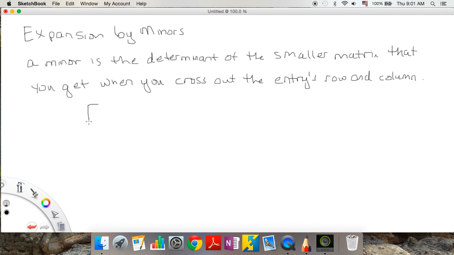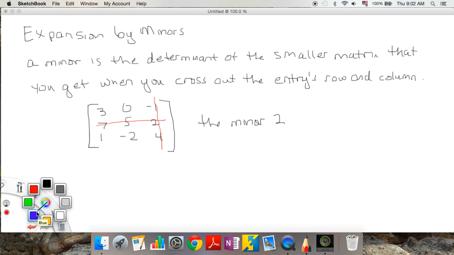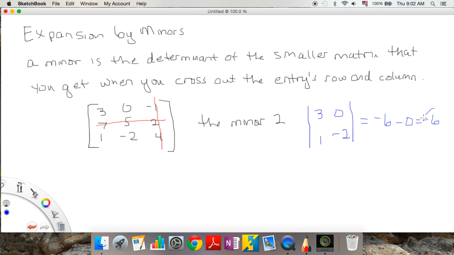So if you have this matrix here, 3, 7, 1, 0, 5, negative 2, negative 1, 2, 4. If we want to find the minor of 2, that's this entry here. So what we do is we cross out the row and the column of that, and the minor of 2 is we take what's left. It's the determinant of this smaller matrix of what's left. So then we have negative 6 minus 0, which is negative 6. So the minor of 2 is negative 6. So that's the first thing we need, is the minor.